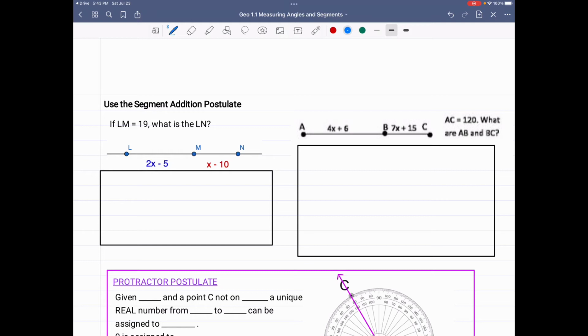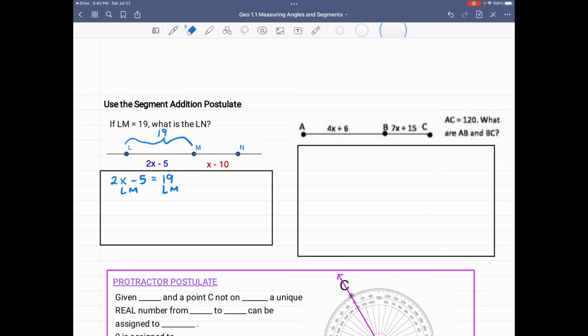All right, so they say that LM is equal to 19. Well, to be able to figure out LN, the whole thing, we have to figure out what x is. So let's just work with the blue right now. We have L to M, and they gave us an algebraic expression, 2x minus 5. But then they also told us that LM is equal to 19. So we can say that it's equal to 19 because both of these are LM.